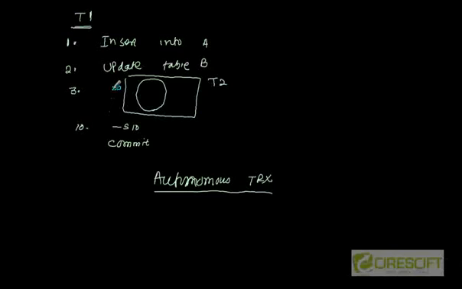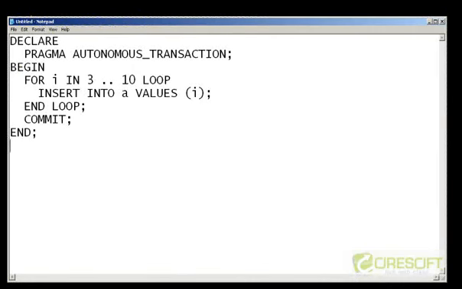So let's go back to our drawing board and see what we did. We started a transaction, this is the transaction start, and we have inserted 1 and 2 into table A. Now inside this main transaction I'm going to create another transaction. To do that, I'm going to write a PL/SQL block, where I say that whatever happens from now onwards is going to be part of an autonomous transaction.